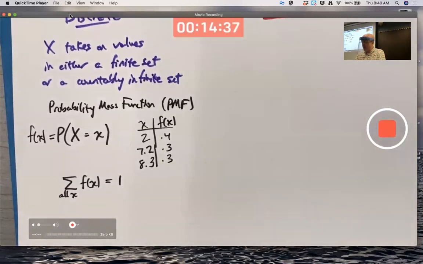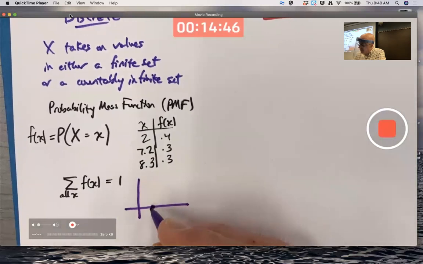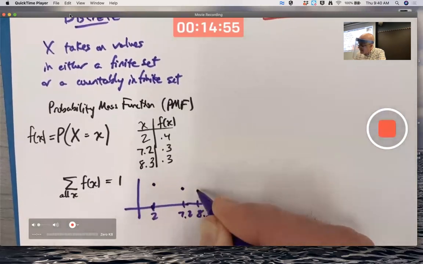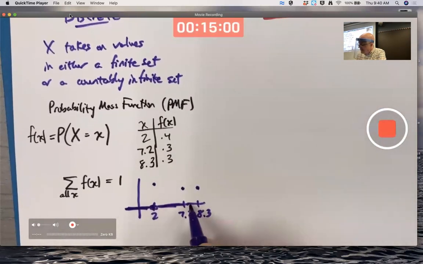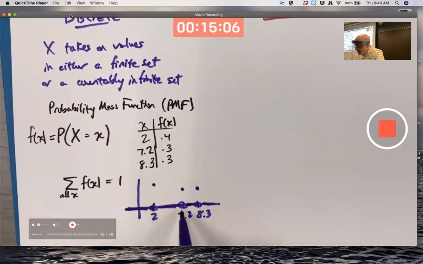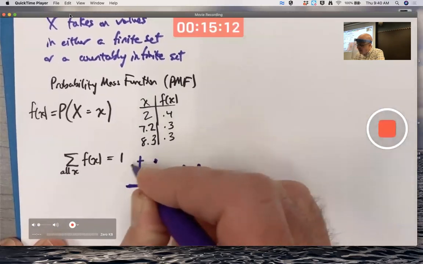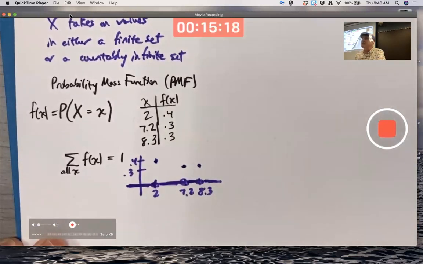And so technically speaking, if you want to graph this function in the technically correct way, here's 2, here's 7.2, and here's 8.3. You're graphing it at a discrete set of values where it's non-zero, and then everywhere else, technically speaking, it's 0. You should sort of consider the axis as part of the graph here. And these are supposed to be open circles there. That's hard to tell. Filled in circles up here at 0.4 and 0.3 for these values here. 0 everywhere else.